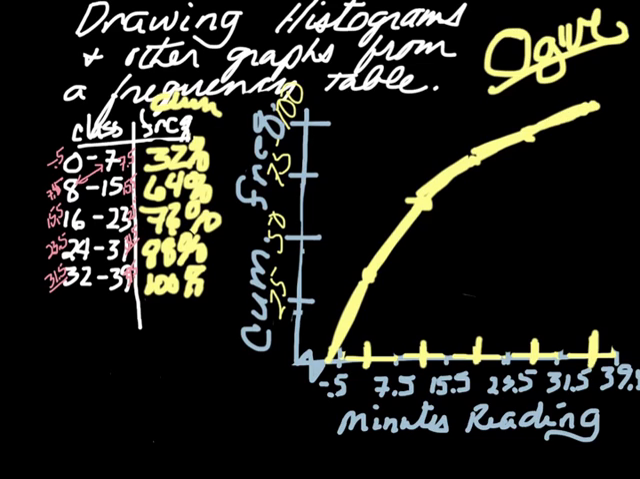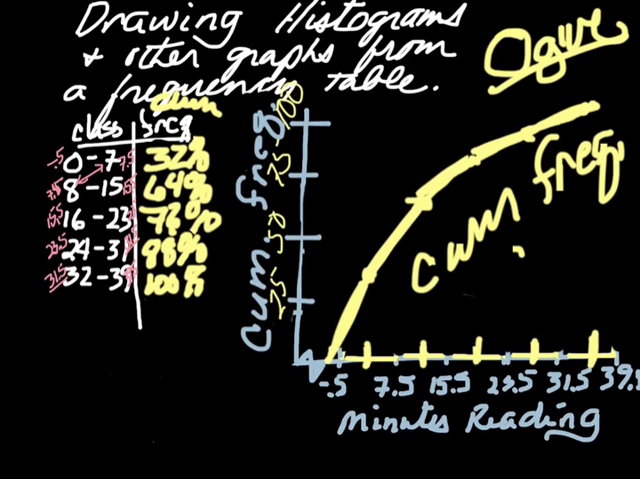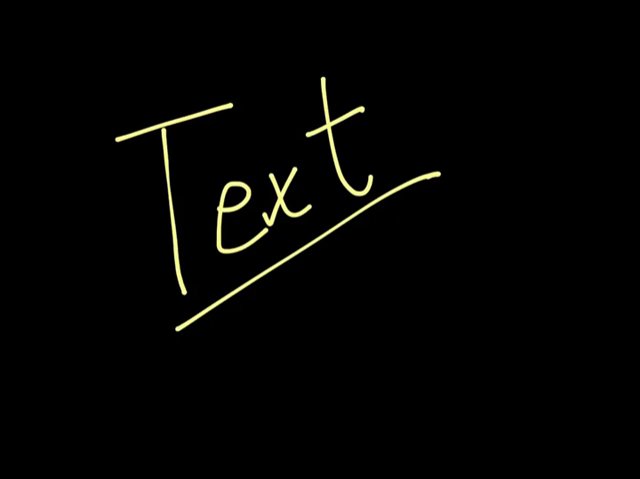And you can kind of see what happens as you go through classes, not years, but readers up to higher levels. There are fewer and fewer readers who read at more minutes. And ogives sort of give us that impression. And it's sometimes called a cumulative frequency graph as well.